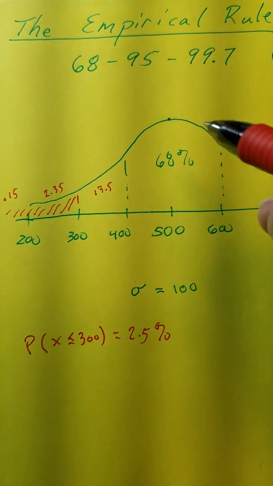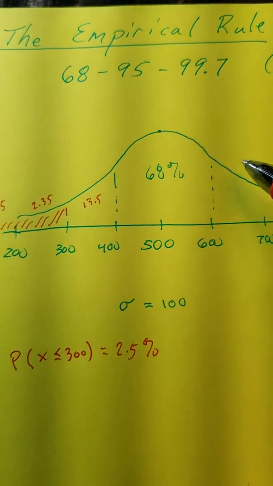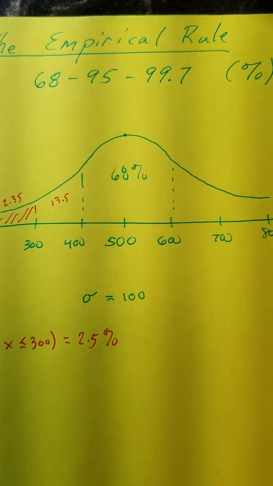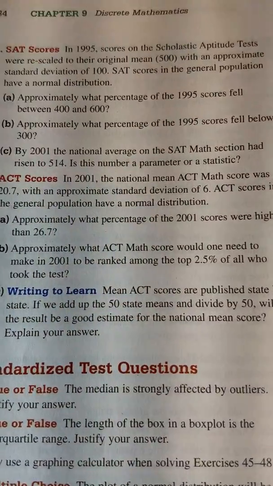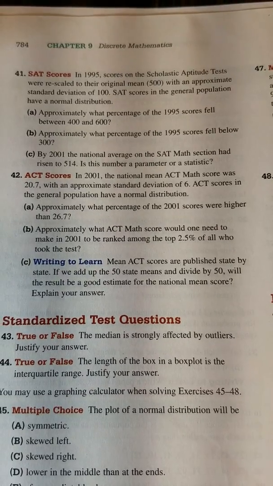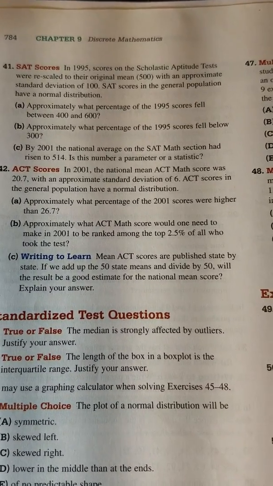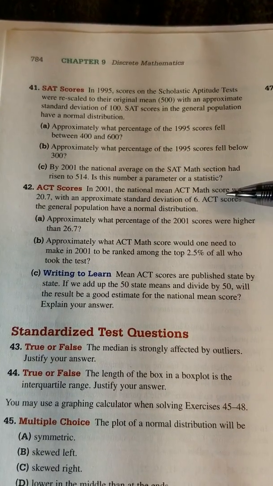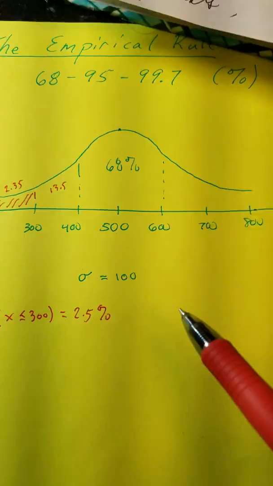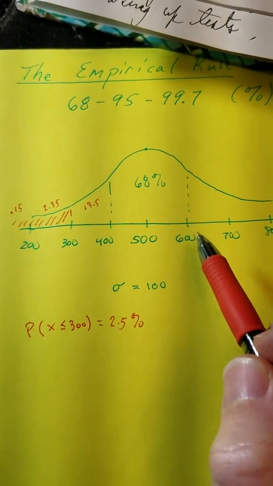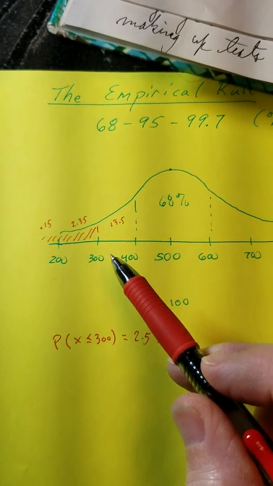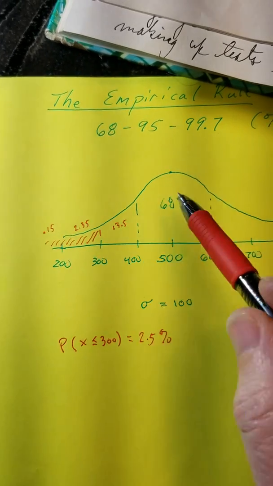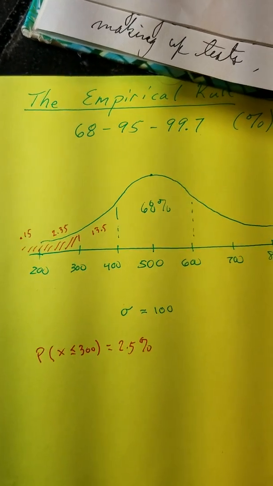So it's a matter of knowing what these numbers are and knowing how to add them together so that you come up with your answers. The problem you're going to be doing is number 42 with the ACT scores. They give you your mean and your standard deviation. Then you set up your mean, then go plus 1, plus 2, plus 3, minus 1, minus 2, minus 3 standard deviations, and then just figure out what percentages you need to add together to get your answers.